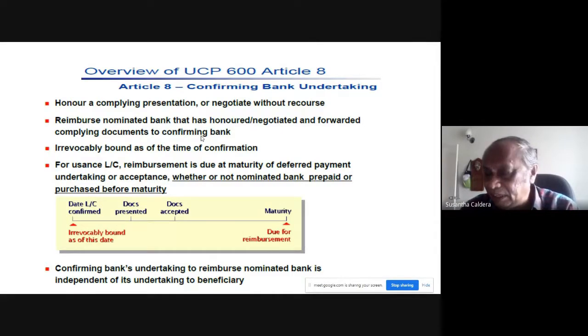But practically, in a real life scenario, all the banks, if you are adding confirmation, will request you to be nominated and restrict the LC negotiation to the confirming bank, right?